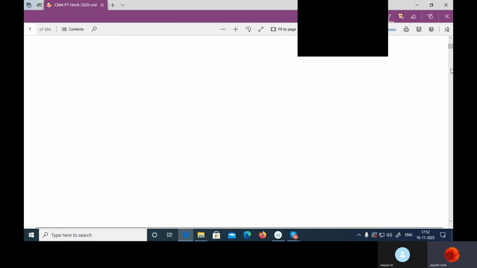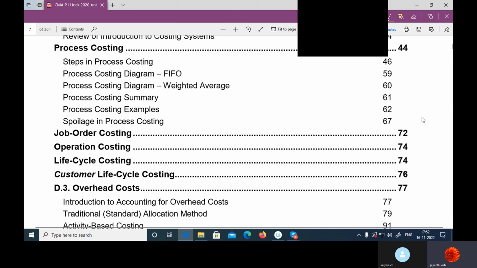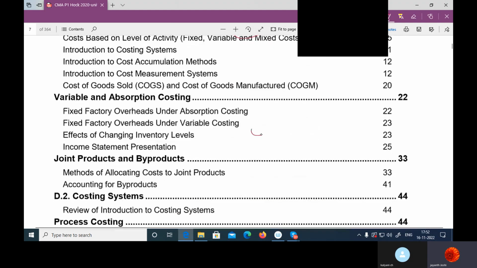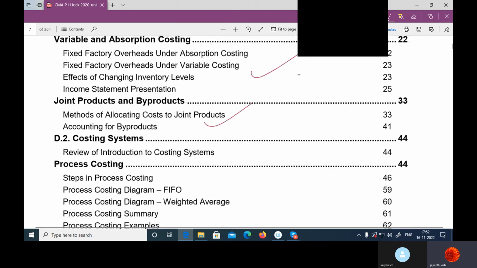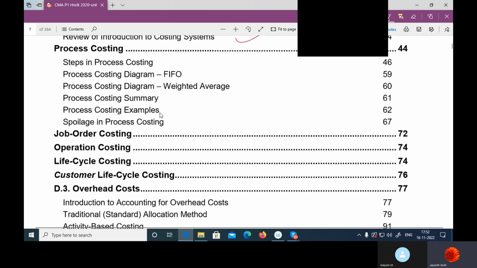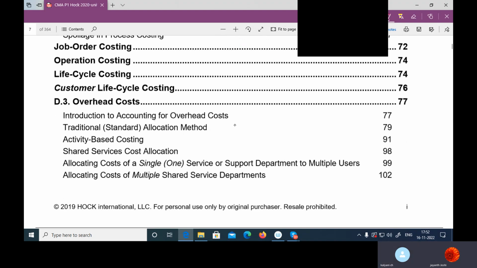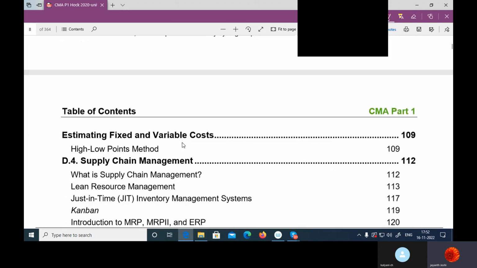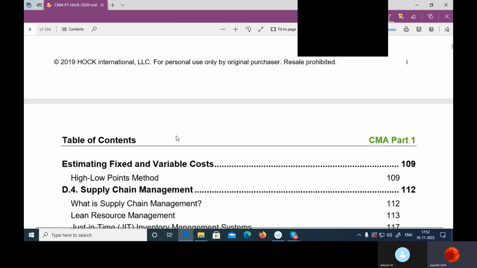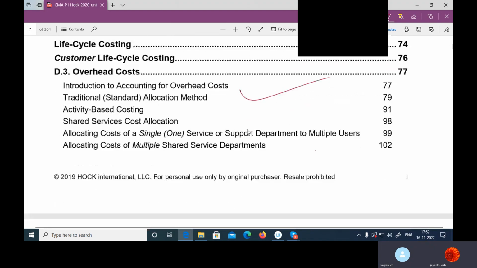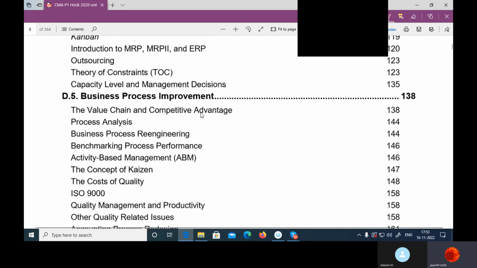I'll start with the last part of this book. We have done this, and we'll finish this by tomorrow. Then we can start with the review of costing systems, and we'll start with overheads, not process costing. I will finish overheads first. Once overheads are done, then only process costing is left. Then your costing is done. And then we can start with supply chain management.